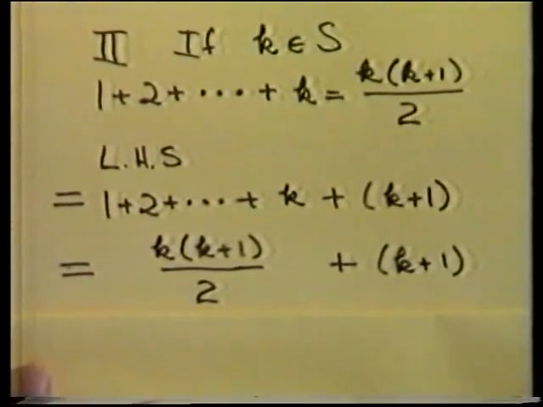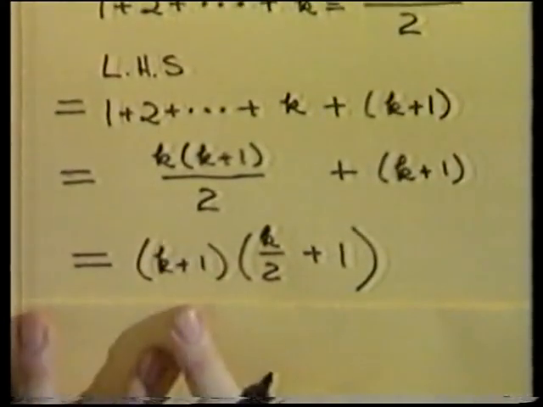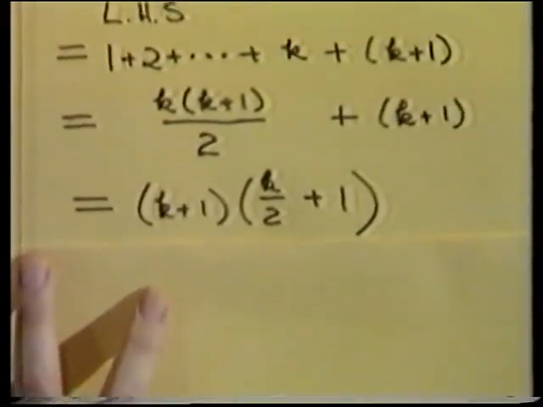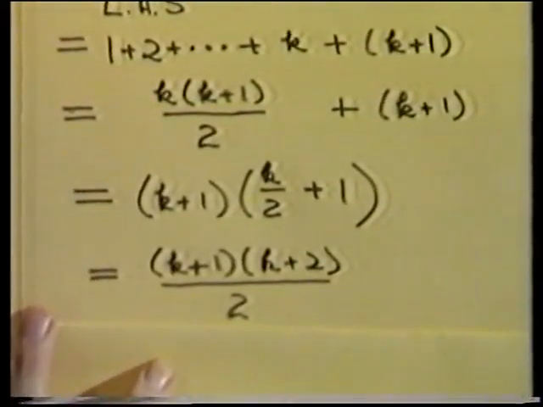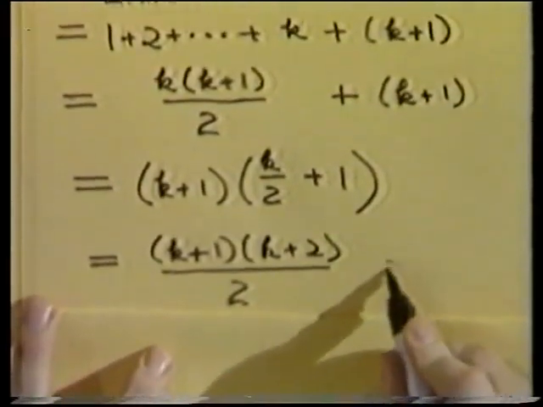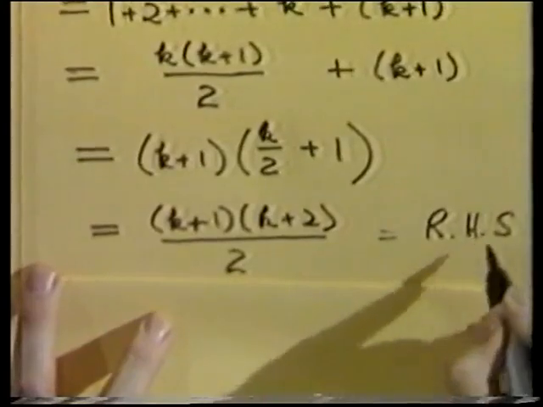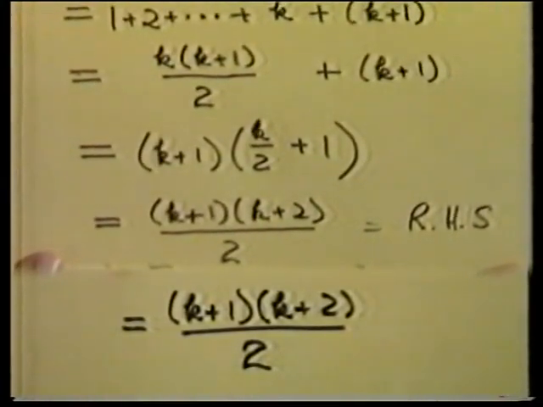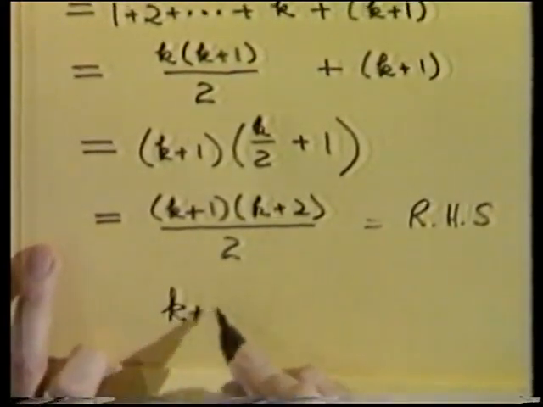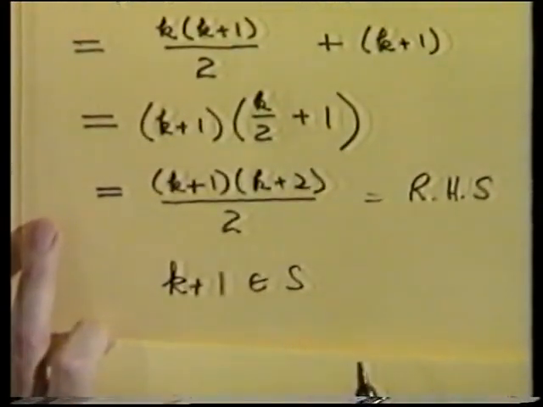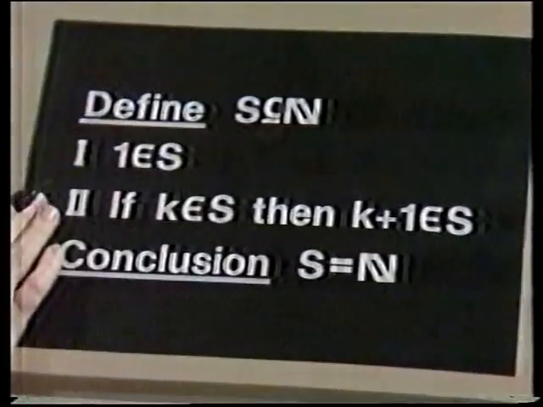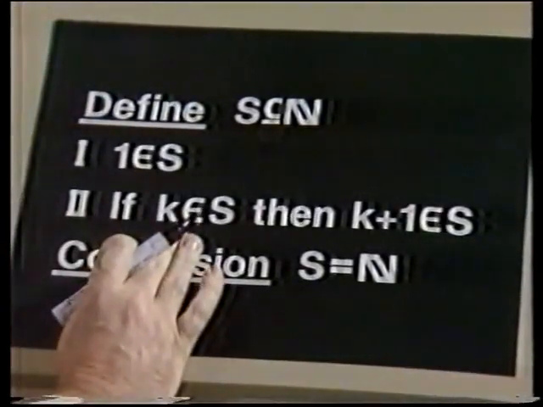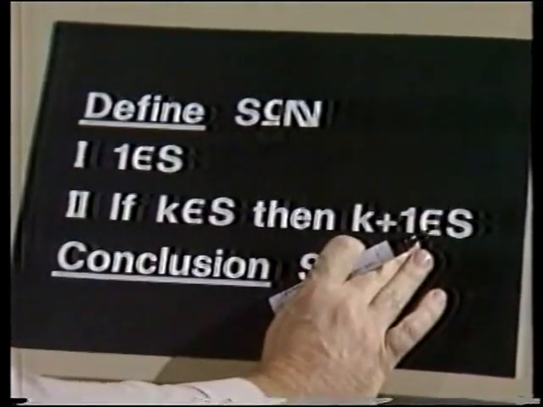Now, factorizing out k plus 1, we get this, which simplifies to this. And that's equal to the right-hand side of the expression for k plus 1. So the left-hand side is equal to the right-hand side, and the result is true for n equals k plus 1. And therefore, k plus 1 belongs to S. So we've verified the second step, that if k belongs to S, then k plus 1 belongs to S.